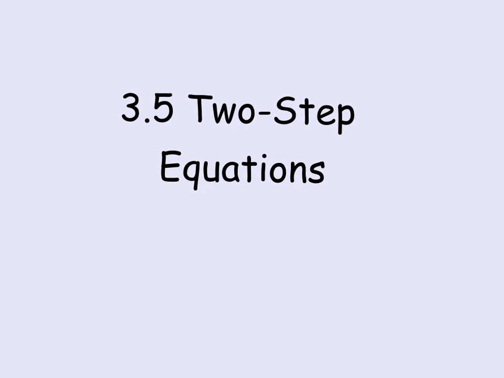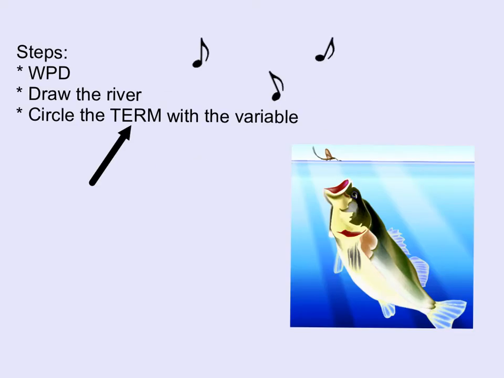Hi everybody, today we're going to solve two-step equations. Now in order to solve two-step equations, we're going to go through the same steps as what we did for solving one-step equations. We're going to first write the problem down, we're going to draw the river, and then except this time instead of just circling the variable, we're actually going to circle the term that has the variable in it, and I'll show you what that means shortly.